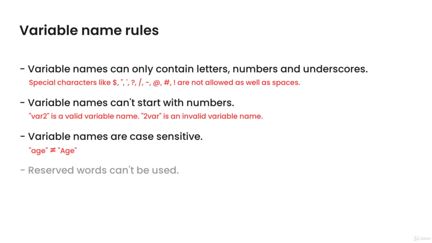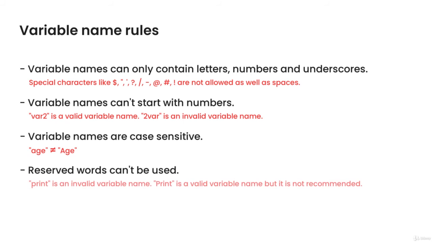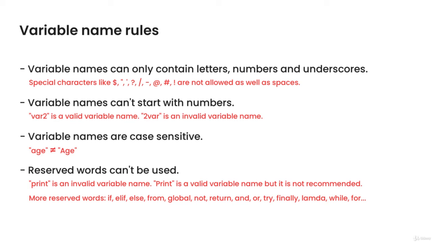Last, we can't use reserved words. So we learned there's a function called print in Python. This means we cannot create a variable called print. Technically, we could create a variable called print with a capital P, as this is not the same thing. But to avoid confusion, try not to do that. Here is a list of a few more reserved words. If you want to know more, just type Python reserved words on Google.